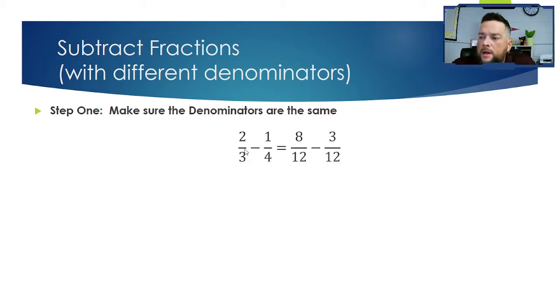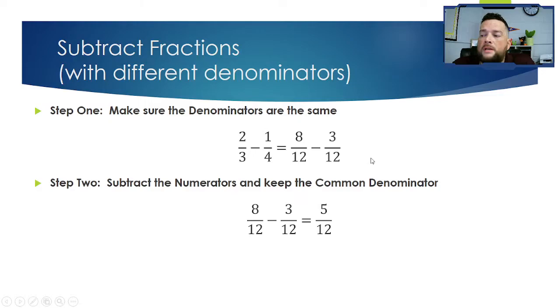So in this case, 3 and 4 have 12 as a common denominator because 3 times 4 is 12. Then you want to convert the numerators to match. If 3 times 4 is 12, 2 times 4 would be 8. And for 1/4, converting it to 12ths, 4 times 3 is 12, so 1 times 3 is 3. Now you have fractions with the same denominator. We can go on to step 2.